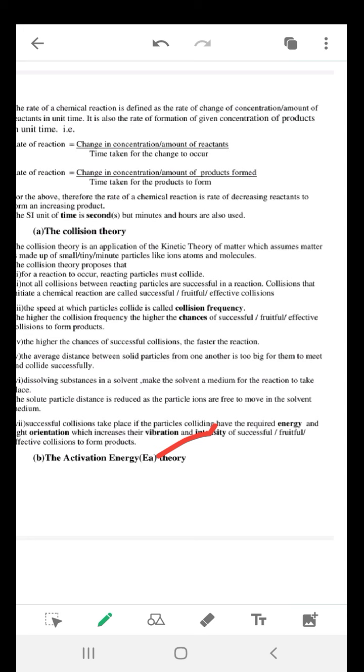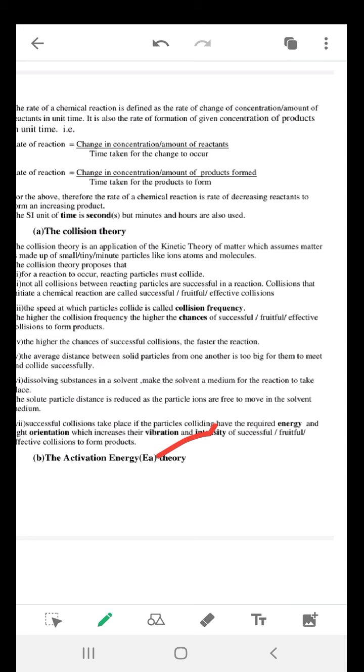So according to collision theory, the distance between these particles that are moving is too far. The distance between them is too big for them to meet and collide successfully. That's why a solid cannot react. Just one solid cannot react on its own. So it has to be mixed with something else, or a catalyst or something else. The distance between them is too far for them to meet and collide.